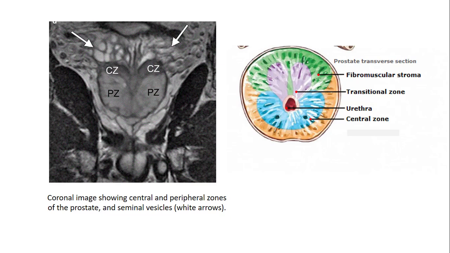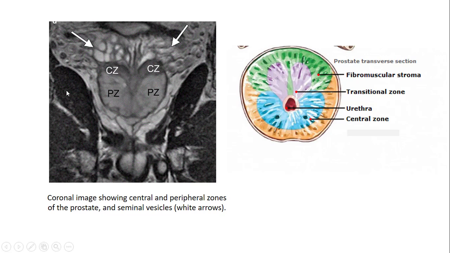This is a beautiful coronal MRI of the prostate, and we are posterior in the prostate. I would say probably about the level right about here, going across. So you're seeing the central zone here and the peripheral zone here.